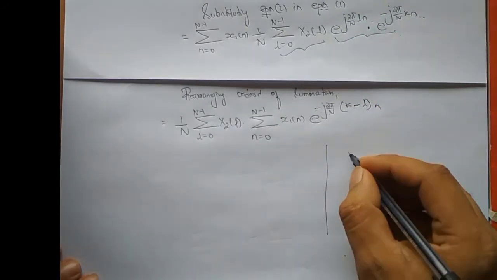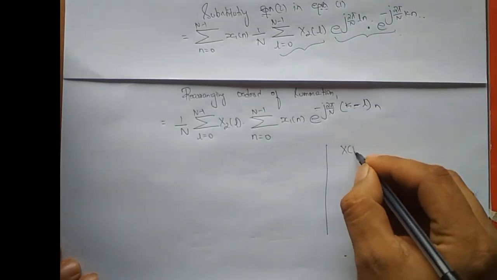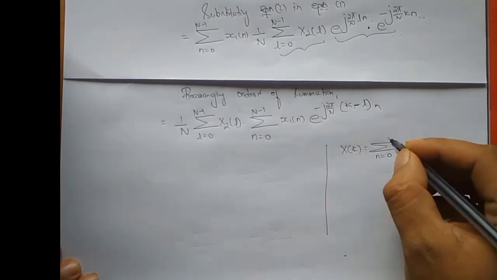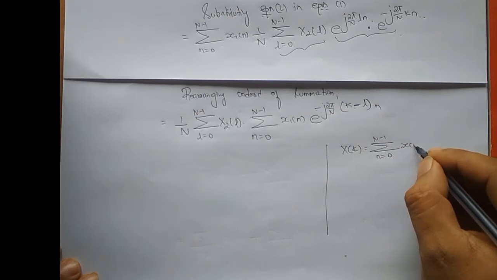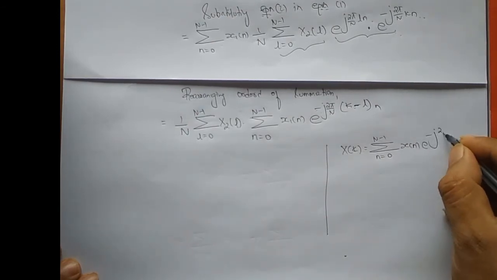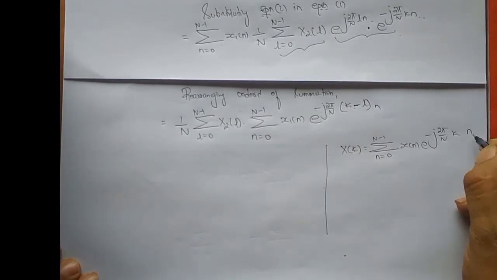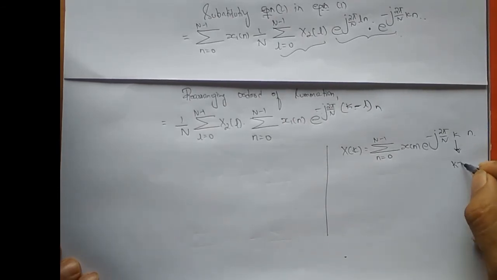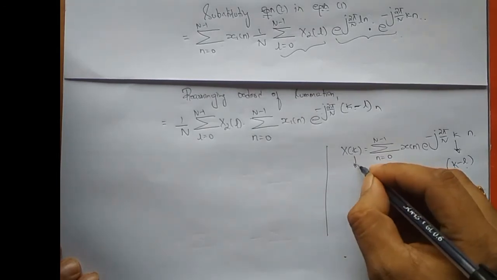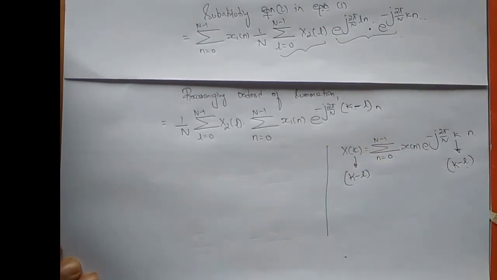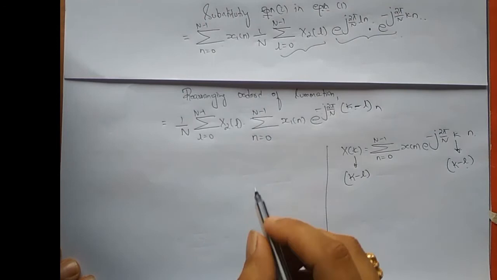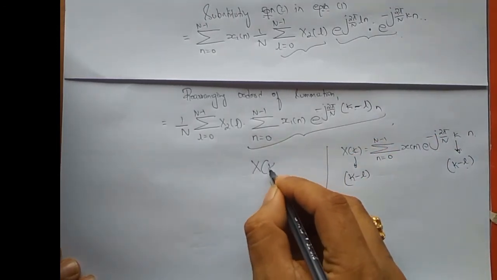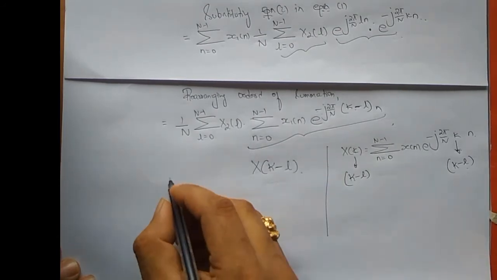Now what is X of k? X of k is summation n varying from 0 to N minus 1 of x of n e power minus j 2 pi by N into k into n, right? So instead of k, if I write k minus L here, what happens to the left hand side? The left hand side also ends up with k minus L, right? So what happens to this equation now? This will be X of k minus L, right? And what is the left out term?